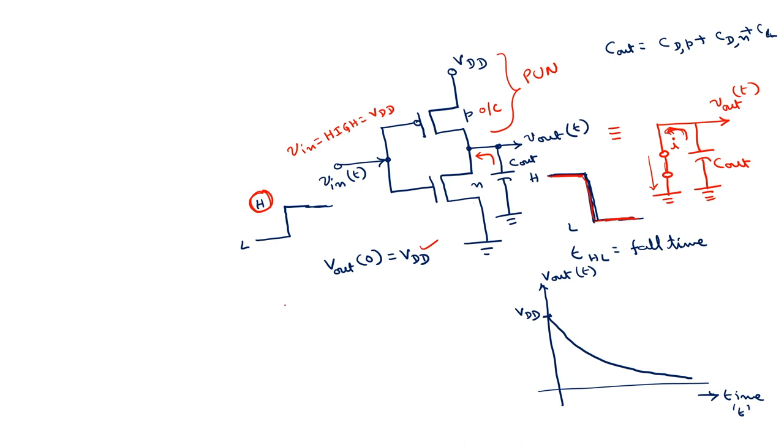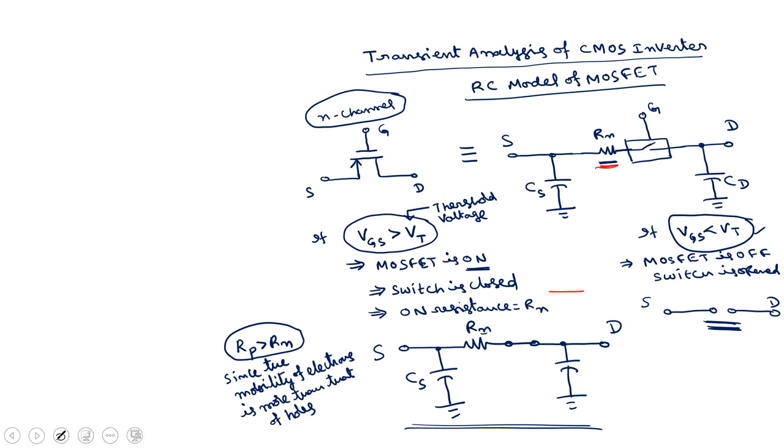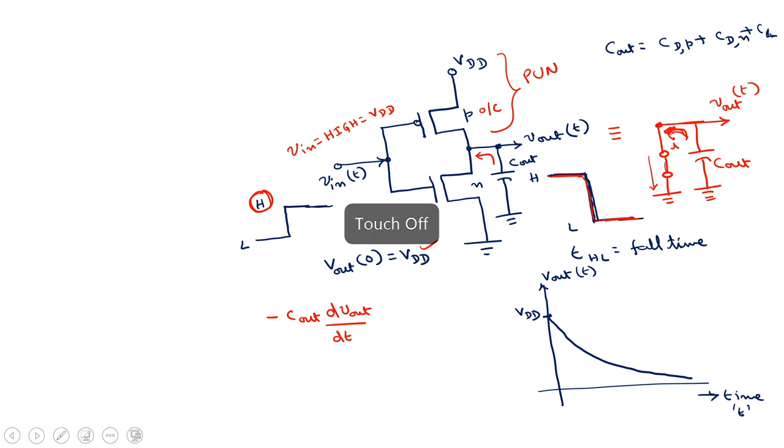So what is the expression for the current? Because the current direction is from ground to this V out, this is V out point, this is equal to minus C out times dV out by dt, the expression for the current through the capacitor. But if I consider the practical case, there will be on resistance. There is a short circuit and this is RN, the on resistance, because this N device is on.